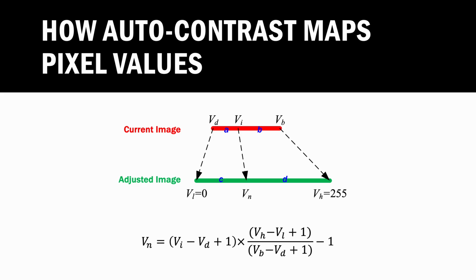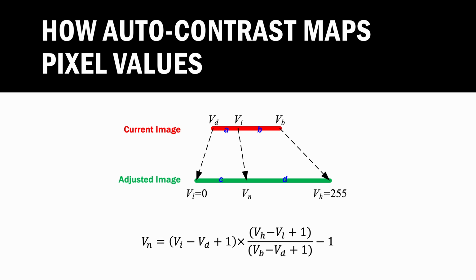To achieve auto-contrast, we use a mapping function that converts old pixel values into new ones. On the red line at the top, we have the original low contrast range. Here, VD is the darkest pixel value, VB is the brightest, and VI is any pixel value in between. On the green line at the bottom, we see the enhanced range. The lowest intensity, called VL, is set to 0, and the highest intensity, called VH, is set to 255. After adjustment, the pixel VI is mapped to a new value we call VN.